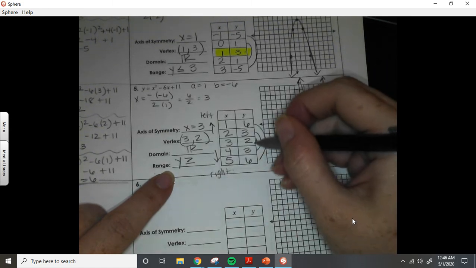All real numbers. Our range is going to be greater than or equal to, since it's opening up, and that's greater than or equal to this y value, which is 2. Once again, our vertex is here. That helps us with our domain.